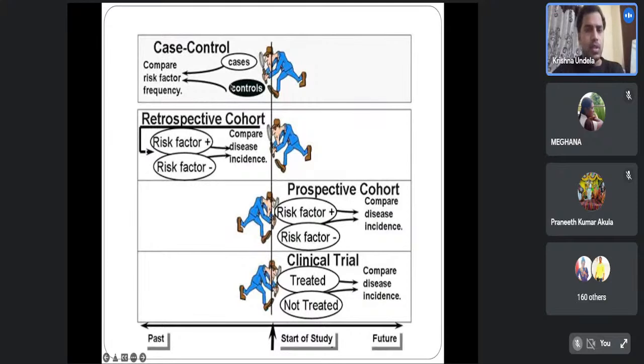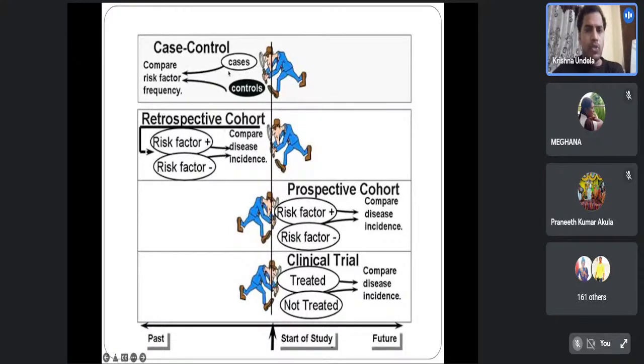And in this case, once again, we are going backward, right? From 2022, we are going backward. That's what we call a retrospective study design. We are going backward from now onwards. That's the difference between a prospective cohort, a retrospective cohort, and a case control study.